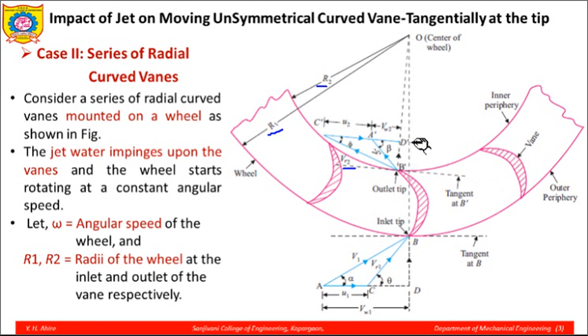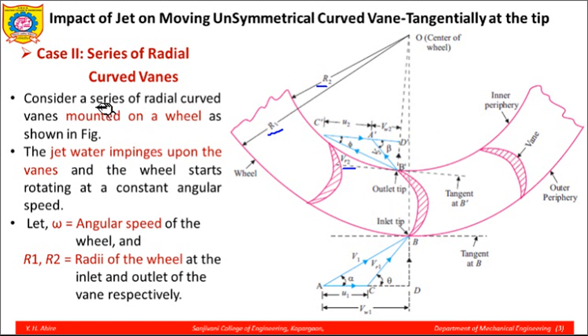Similarly, at the outlet we define VW2, the whirl velocity at outlet, as a component of V2 in the tangential direction. Similarly, VF2 is defined as the flow velocity at outlet, which is a component of V2 in the radial direction, normal to the tangent to the wheel at the outlet tip.